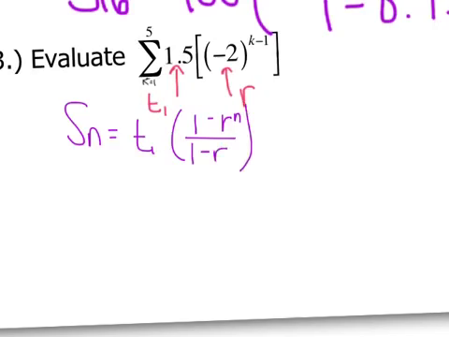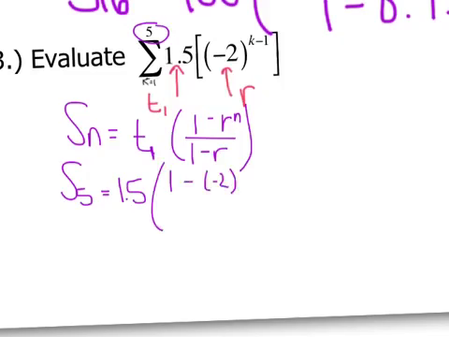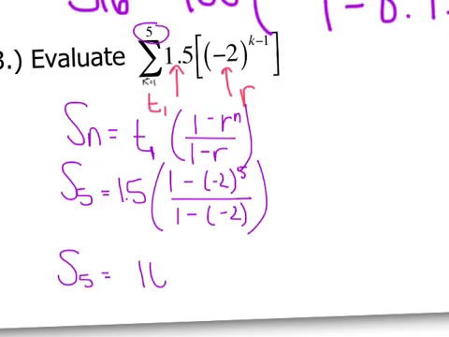Does the 5 tell you how many you're adding? Exactly. That 5 is your value of n. So in this case, we're finding S sub 5. First term is 1.5. The common ratio is negative 2. Watch when you have a negative common ratio, because that tends to make people make mistakes. Take a second with your calculator. When all is said and done, we should have 16.5.